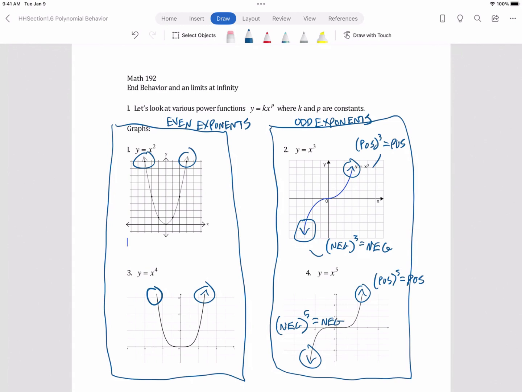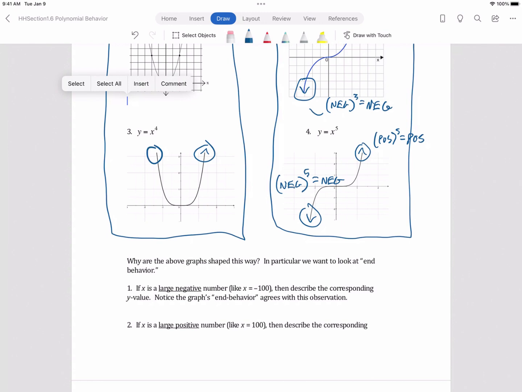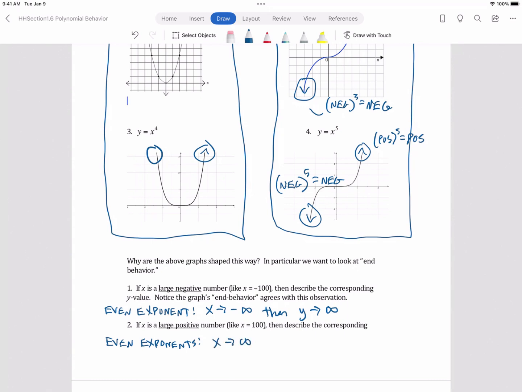So we can group and see the difference between even exponent power functions and odd exponent power functions. We see that their end behavior is different. How do we say this technically? If we are talking about an even exponent, then let's talk about end behavior technically by saying as x goes to negative infinity, meaning that my x values are growing but in a negative way, then y goes to positive infinity. Because when you square a negative, you get a positive. Again, for even exponents, if we take x going to positive infinity, then y goes to positive infinity.